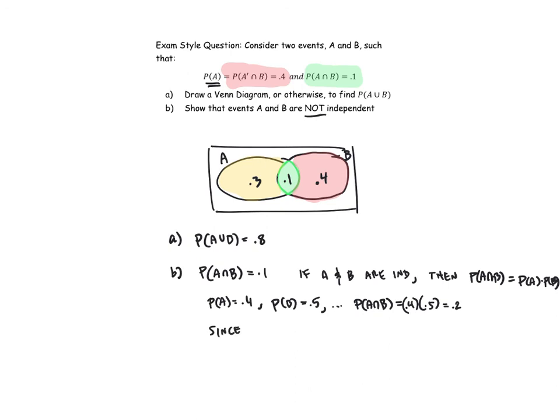Since 0.2 is not equal to 0.1, the probability of A times the probability of B is not equal to the probability of A and B. Therefore, A and B are not independent events.